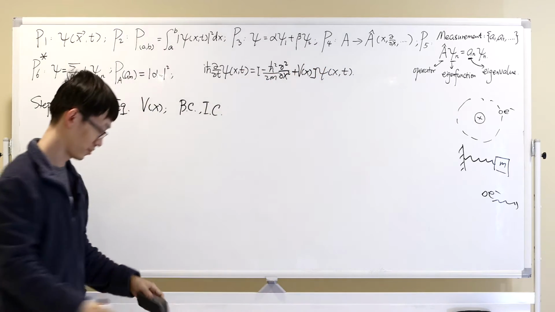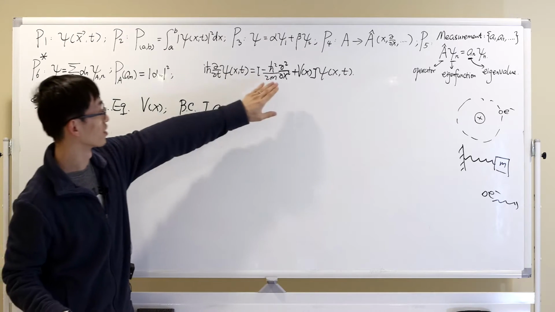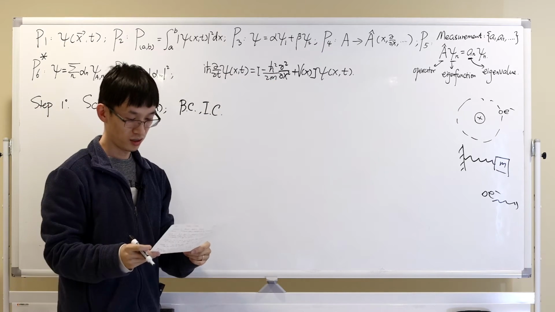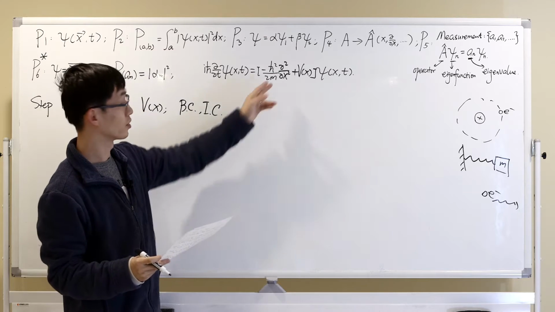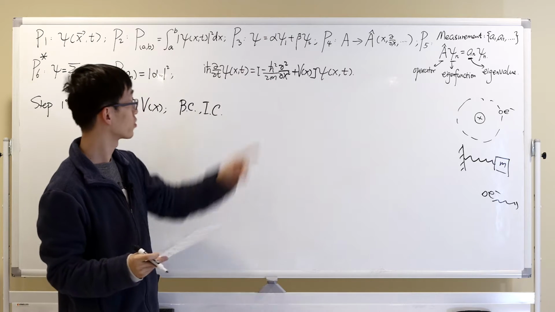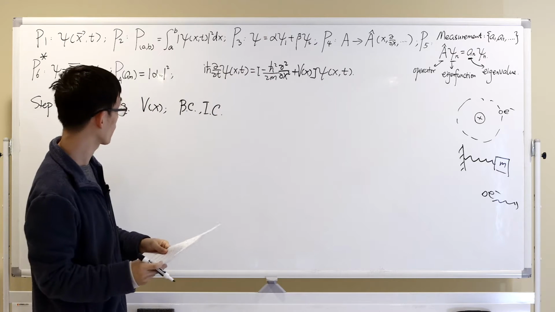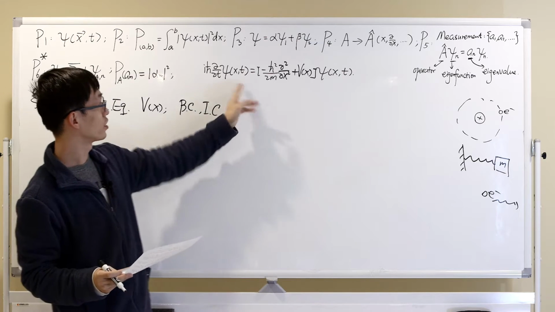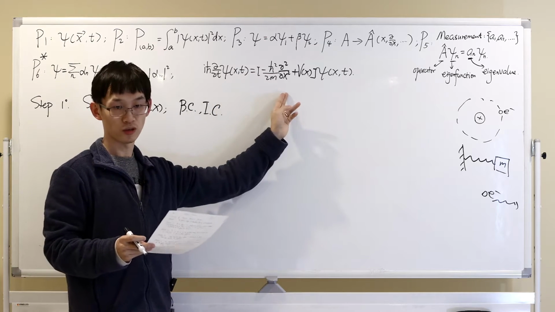Okay, this is the momentum divided by 2m. Yep. Momentum squared divided by 2m. So how many boundary conditions do we need for this Schrodinger equation?